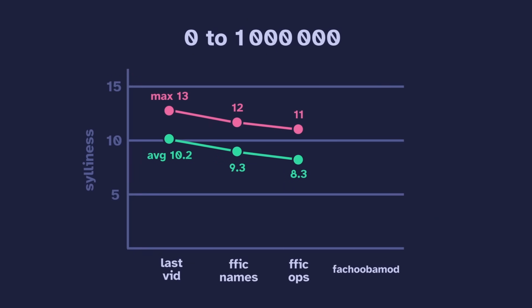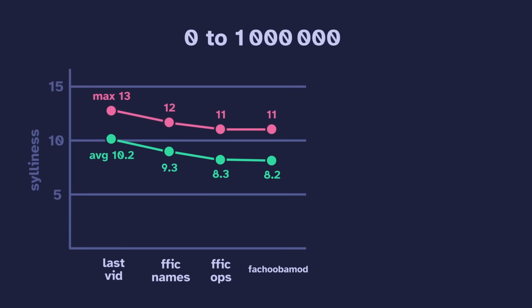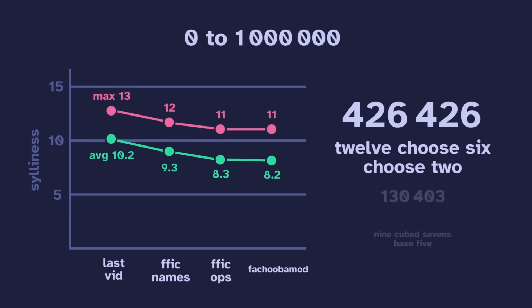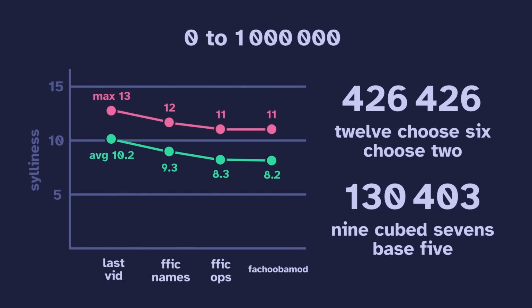So with the Fatshubhe mod update, the average only drops a little to 8.2. And the max is still 11. Really? I thought they would have helped more. Yeah, for some reason they didn't really lower the silliness. But they certainly raised the silliness. Now we have numbers like 12 choose 6 choose 2, and 9 cubed 7's base 5.